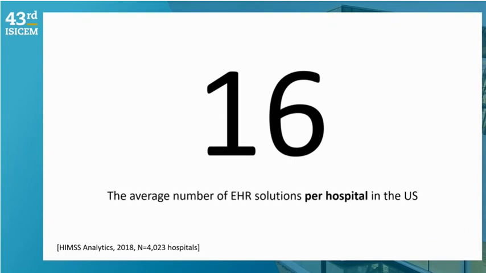16 is the average number of EHR solutions per hospital in the US in this particular survey. They surveyed 4,000 hospitals, so it's pretty exhaustive. So meaning all these systems are not interoperable. They don't talk to each other. If you want to collect data on mortality and lab tests, you usually use two different EHR systems.